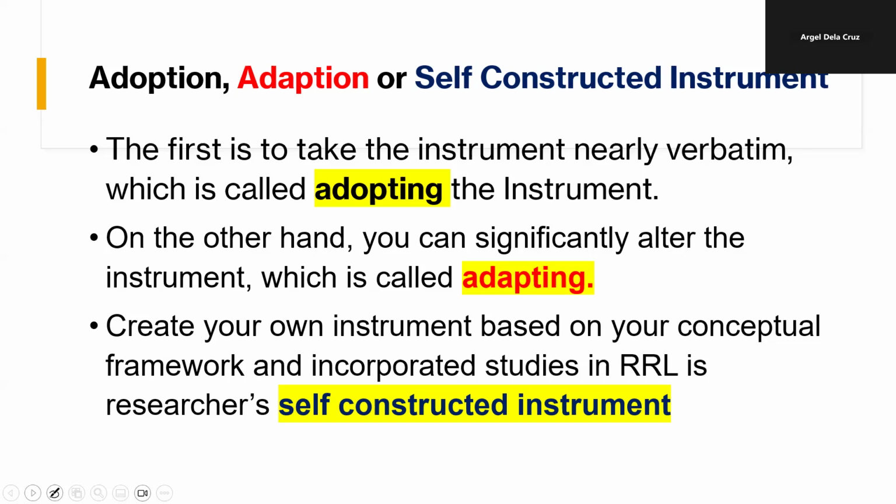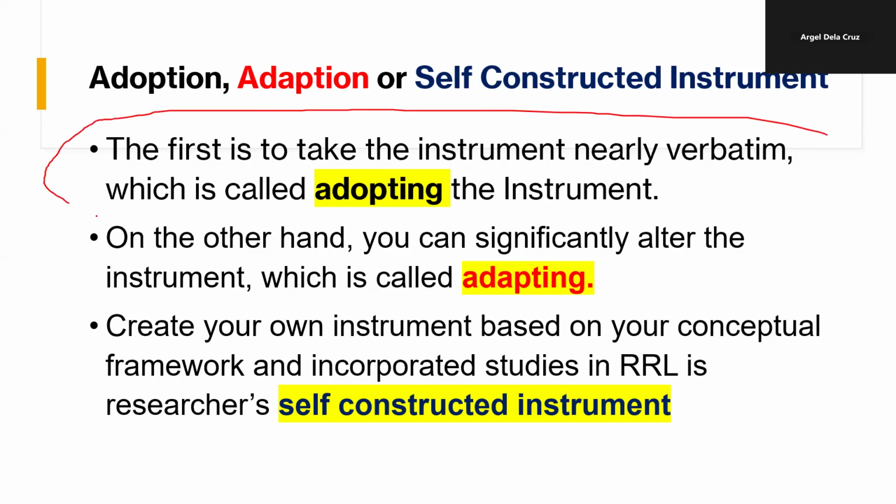Okay. So the first option is basically we're going to copy the instrument as it is. It's a verbatim instrument. So basically, wala po tayong babaguhin dyan. If we need to translate, we need to verify it with experts. So naging adapting na siya. Okay? So that's our first one. It's the easiest because there's already an established notion for that. Okay, so that is adopting.